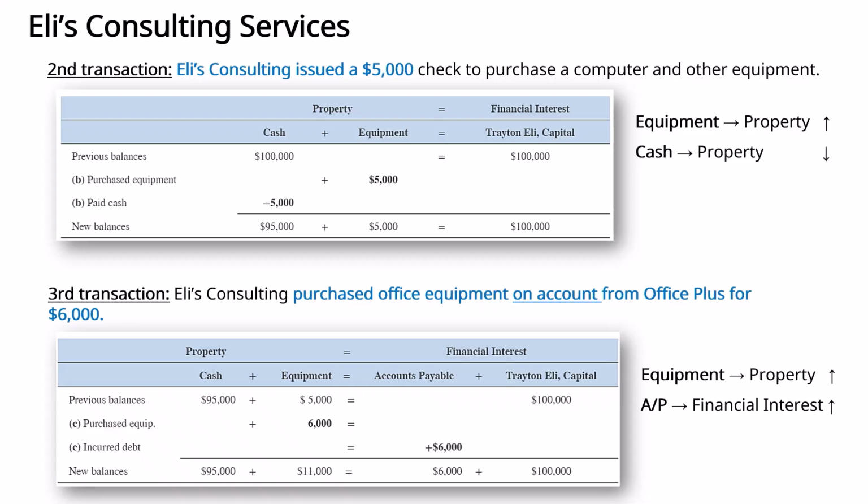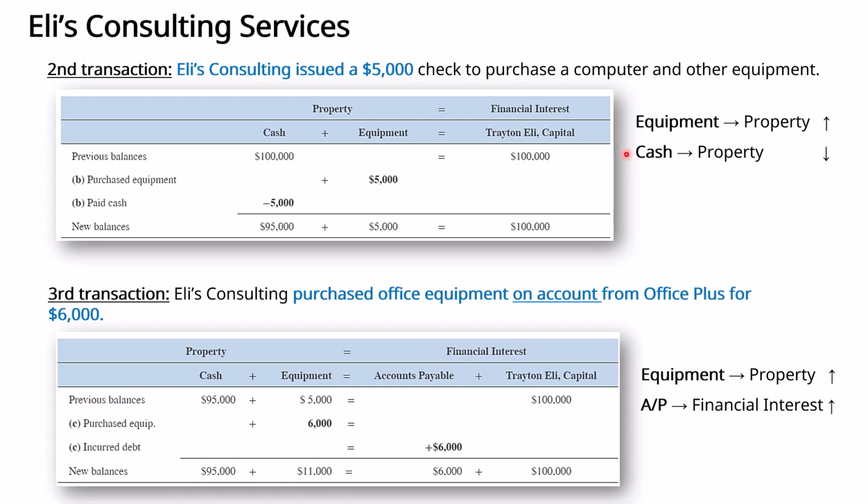In the second business transaction, Eli's Consulting issued a $5,000 check to purchase a computer and other equipment. That makes sense, right? He needs the right equipment to service customers. So let's analyze it. The firm purchased new property, the equipment, and at the same time, the company now has less cash. And cash is also a property of the business. So equipment increased and cash decreased.